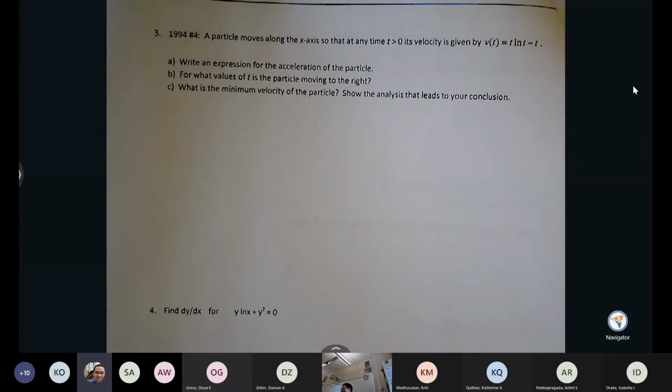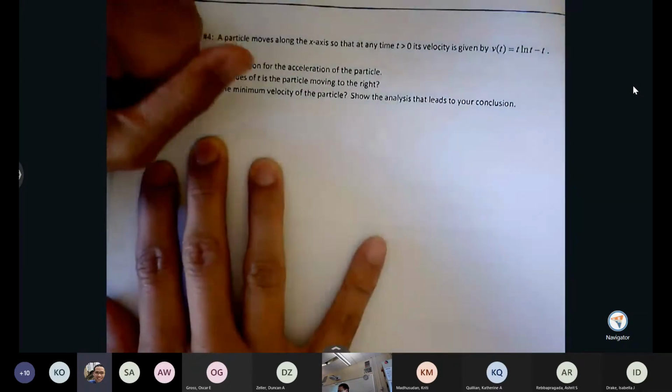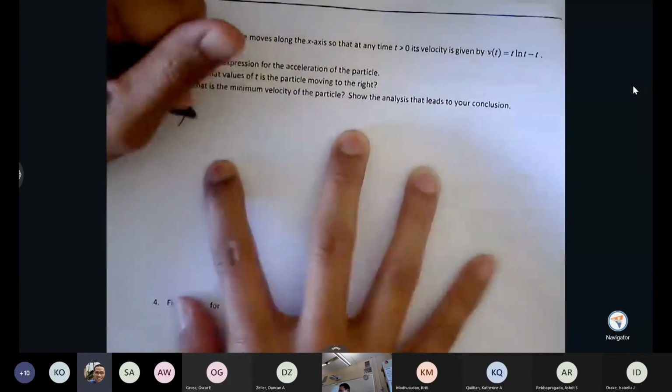So this one's a little bit shorter in the sense that this problem already gives you the velocity function. But on the test, I'll give you the position function, and you have to work your way to the velocity and the acceleration as well. So we're just going to start off with the velocity here. It's given to us.